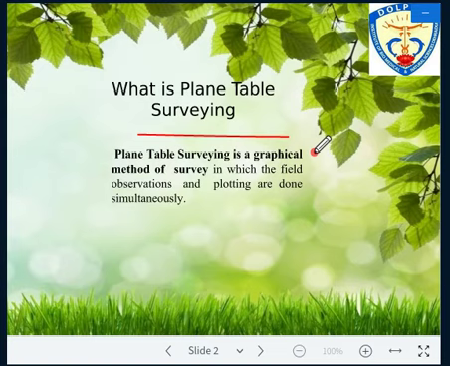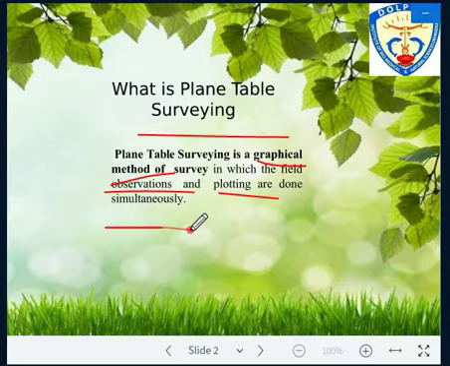What is plane table surveying? So here you have to look at the first, it is a graphical method. Second, field observations have to be done, and plotting is done simultaneously. So the things that need to be here are the graphical method. Graphical means what? You have all understood that, and we should keep in mind when we talk about the graphical method, it means we have to use the line or curve to represent anything. That is the graphical method, right?